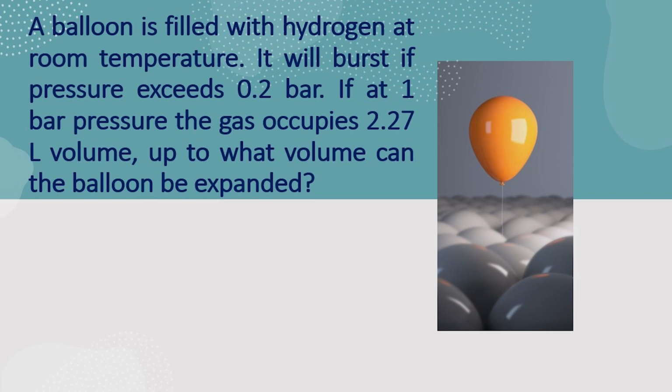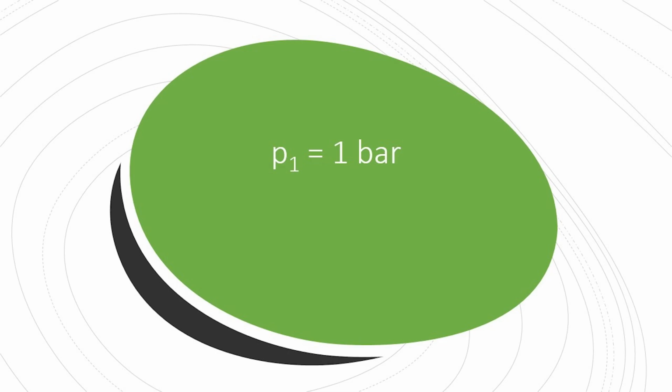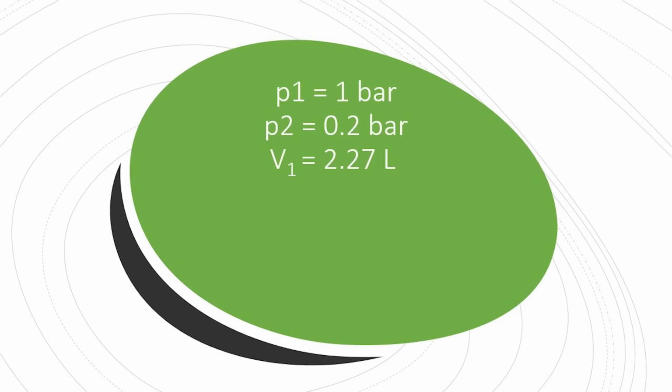Now let us solve one problem. A balloon is filled with hydrogen at room temperature. It will burst if pressure exceeds 0.2 bar. If at 1 bar pressure the gas occupies 2.27 liters volume, up to what volume can the balloon be expanded? You have to solve this problem. Here you can see that two pressures are given. One is P1, that is 1 bar, and another is P2, that is 0.2 bar. At 1 bar pressure the volume is 2.27 liter.